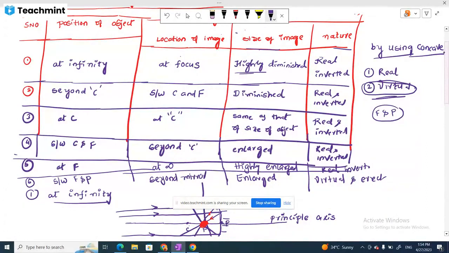One of the applications of the concave mirror, for example, I can say here, let me go back to the next slide.